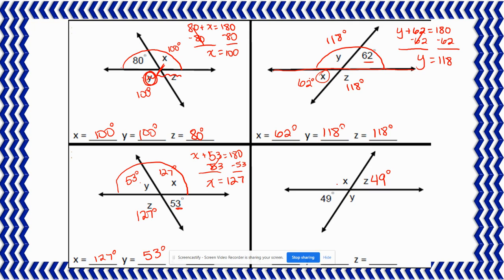To figure out what X is, I know that these two angles together equal 180 because they're on a straight line. So if I do X plus 49, I'm going to get 180. So I would subtract 49 from both sides. These would cancel and I would get X equals 131. So X is equal to 131 and X is vertical to Y, so Y also equals 131.